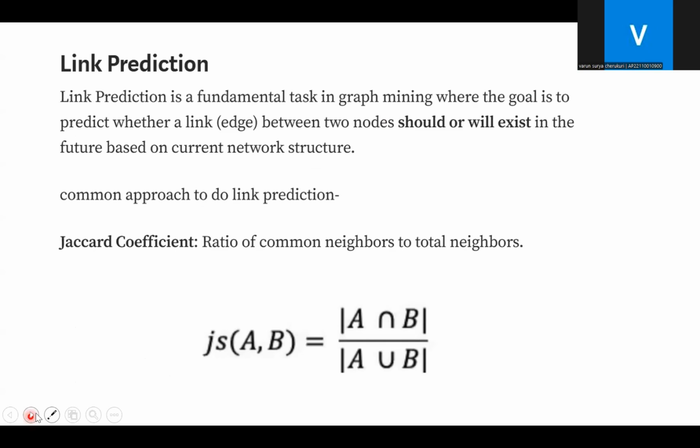Our next topic is link prediction. Link prediction is a fundamental task in graph mining where the goal is to predict whether a link between two nodes should or will exist in the future based on the current network structure. A common approach to link prediction is the Jaccard coefficient, and the formula for the Jaccard coefficient is the ratio of common neighbors to the total neighbors. That is given here as modulus of A intersection B divided by modulus of A union B.